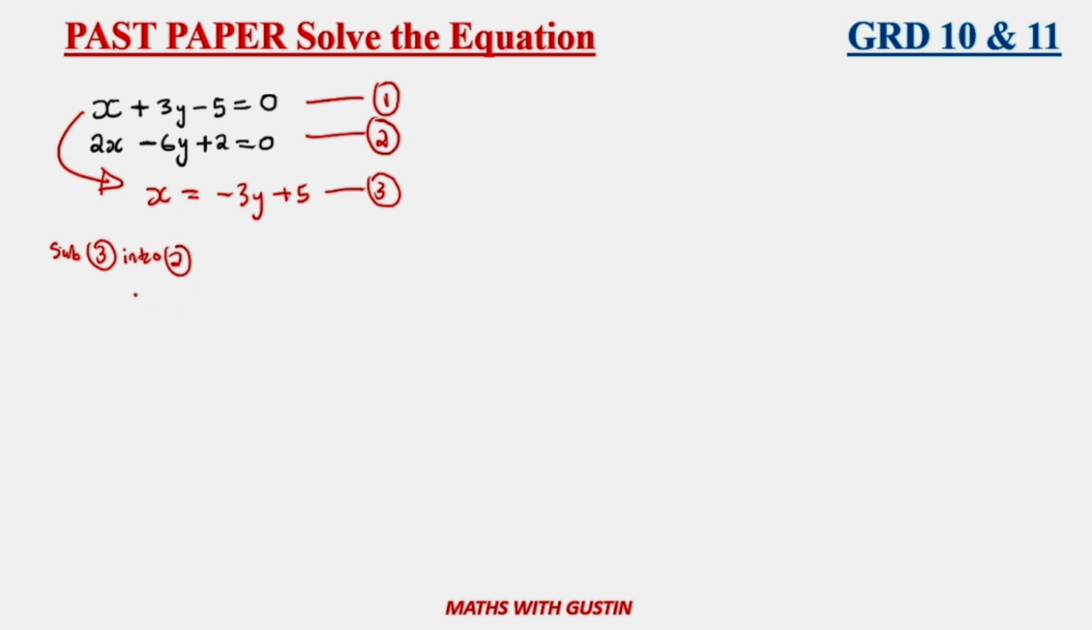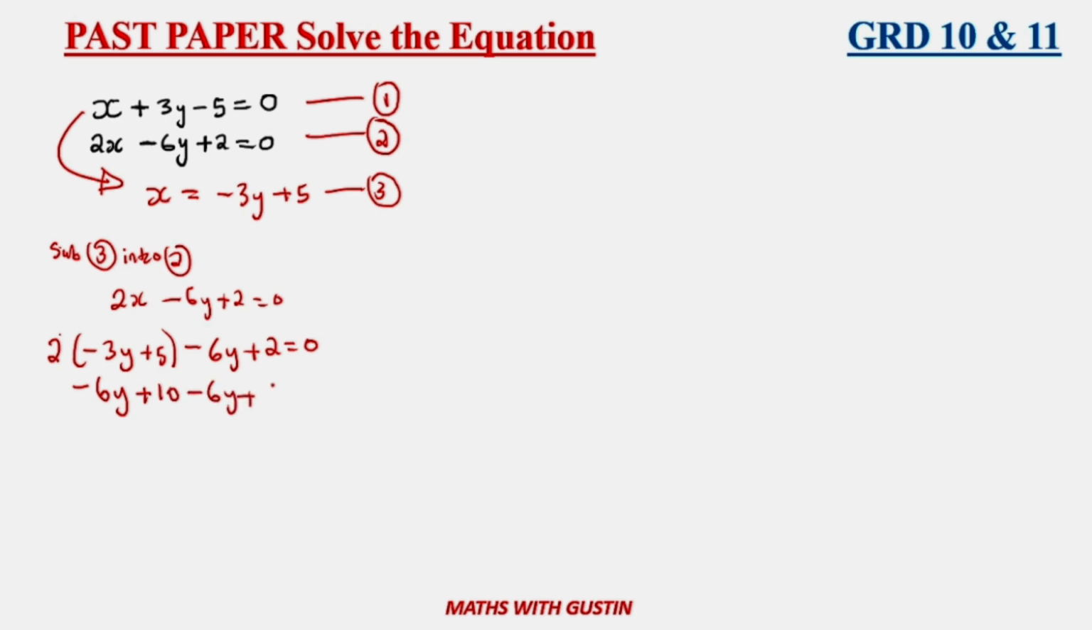So let's go ahead and do that. It's going to be 2x minus 6y plus 2 is equal to 0. So wherever there's x, we're going to put that. So it's 2 times (negative 3y plus 5) minus 6y plus 2 is equal to 0. Therefore, we remove the bracket. 2 times negative 3y is going to be negative 6y. 2 times 5 is going to be plus 10, minus 6y plus 2 is equal to 0.